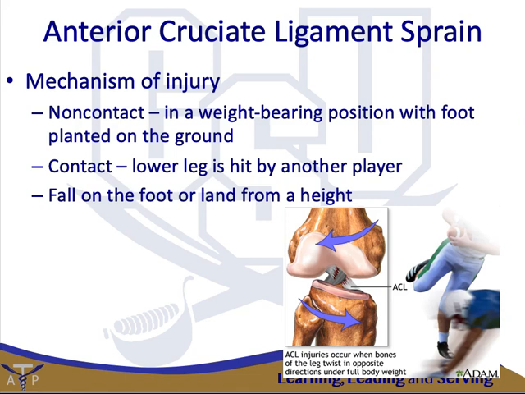For mechanism, we have two different types of mechanisms mainly in athletics. We have a non-contact, where the person is weight-bearing with the foot planted, such as wearing a cleat in turf or in grass, and they twist or change direction very quickly, and this causes that ACL to become ruptured because of that twisting motion. For contact, we can see in that picture that the ACL also could be injured when the lower leg is hit by another player directly in front, typically when we have the foot planted. They can also occur with a fall on the foot or landing from a height.